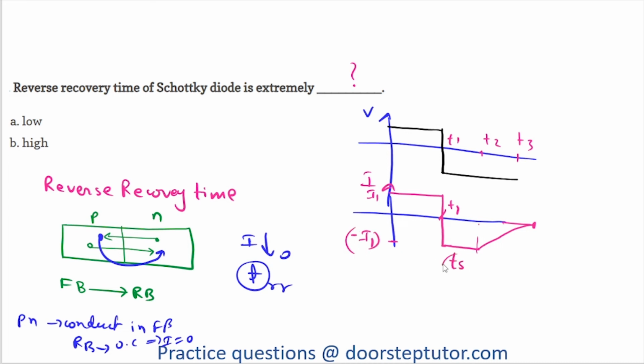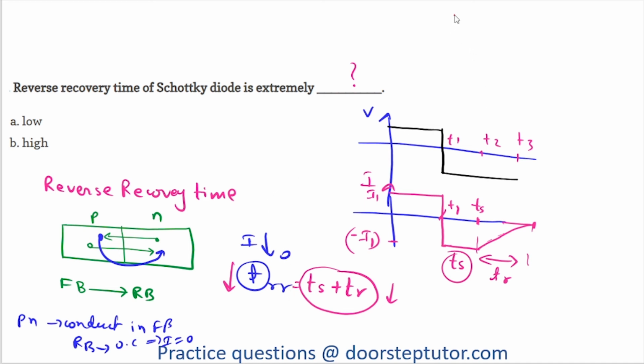And this is known as storage time. The amount of time that is required by the electrons to come back to the initial position is known as the storage time. Now the current will start decreasing, and that is known as the transition time. This time is known as TR. So reverse recovery time is equal to TS plus TR, and the value of TS plus TR should be low, or we can say reverse recovery time should be low to operate the PN junction diode as a switching circuit. So in a switching circuit we should have very low reverse recovery time.